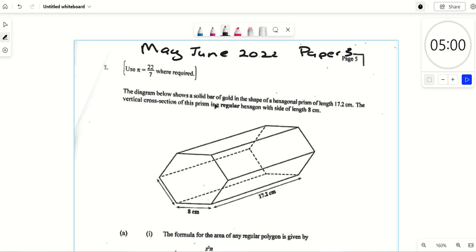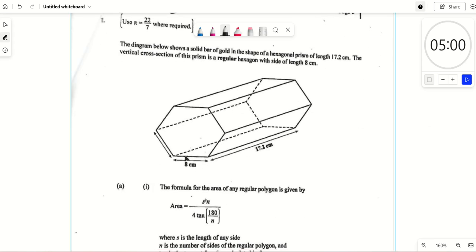The diagram below shows a solid bar of gold in the shape of a hexagonal prism of length 17.2. The vertical cross-section of this prism is a regular hexagon. Hexagon means just a six-sided shape, right? With side 8 centimeters. So we see the 8 centimeters. We have six sides of those 8 centimeters.